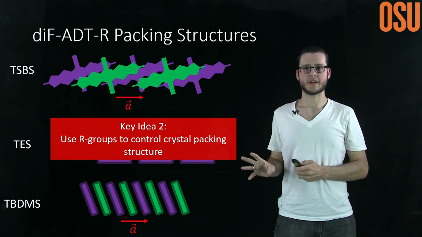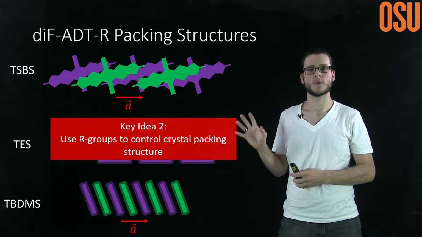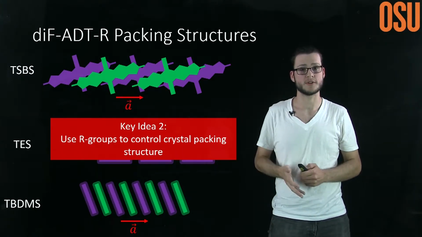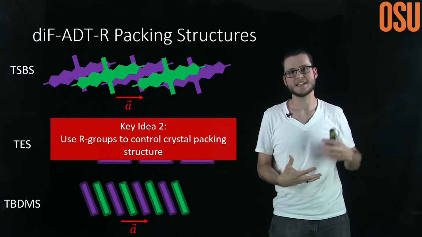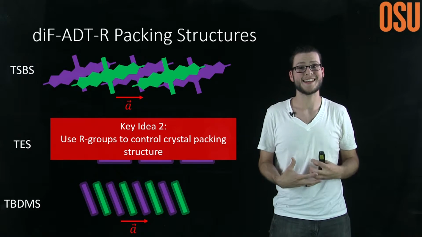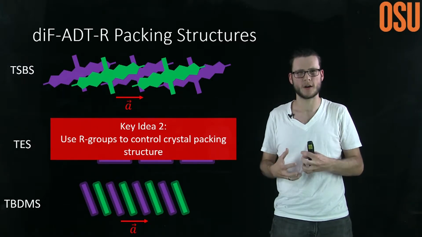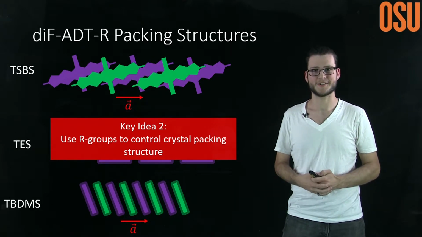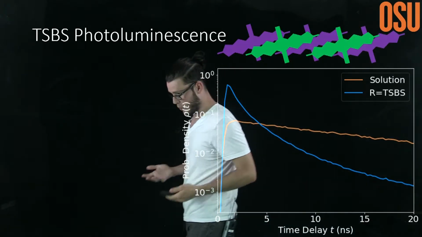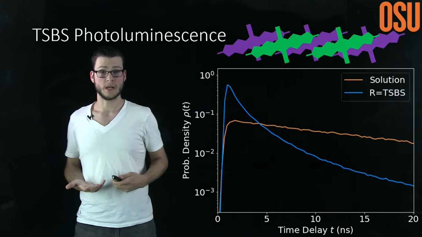So this is going to be the other key idea that we're going to study right here: by looking at different molecular side groups, we create different packing structures. And then we're going to bring in our key idea from before of using the excited state lifetime to study what exactly the properties are of these excitons that we get from different packing structures. So let's look at what the excited state lifetime of some of these molecules looks like.